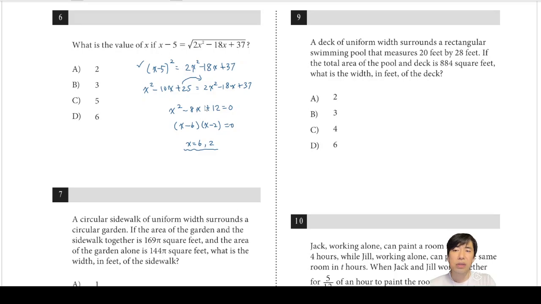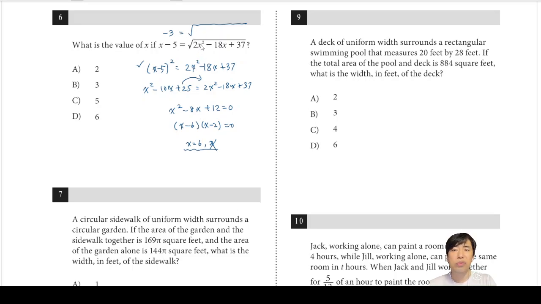So when you plug in 2 here, if the left-hand side becomes negative 3, you immediately know that a square root of something cannot be a negative number. It's going to be a positive number. Square root is always a positive number, so it cannot be equal to negative 3. So this cannot be the answer immediately. So just keep checking your answer.